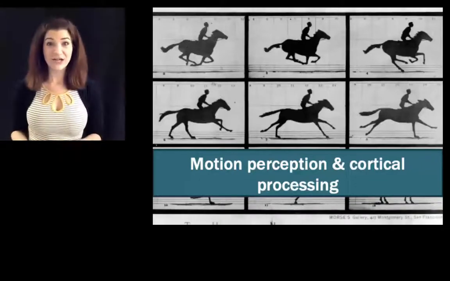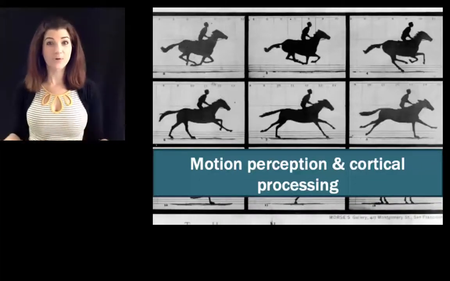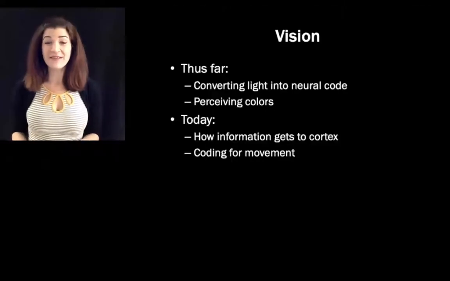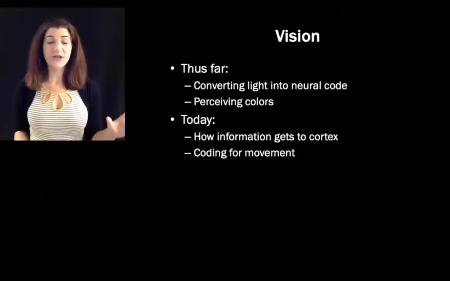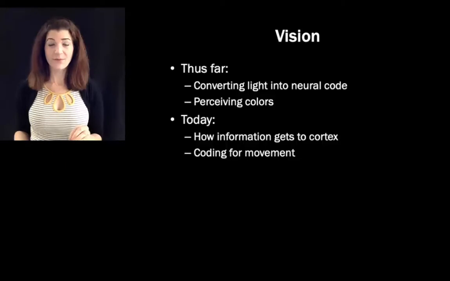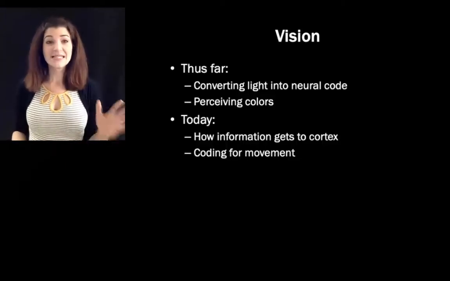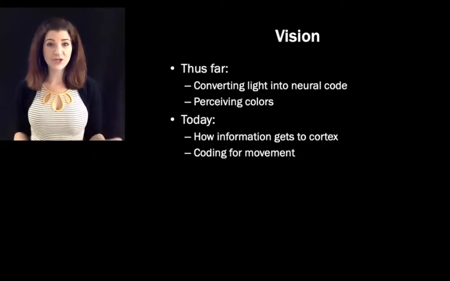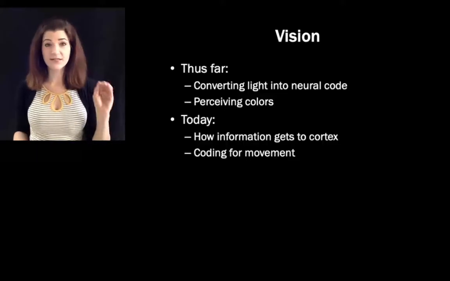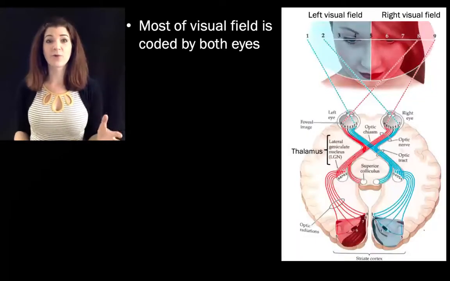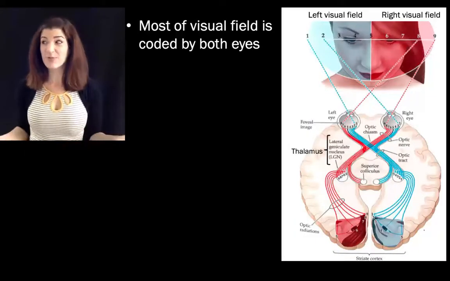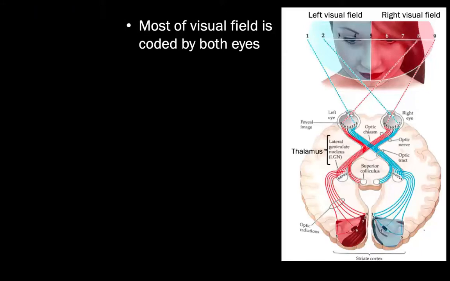Move over stationary vision. Today we're talking about motion. So thus far in the vision unit, we have talked about how we convert light into neural code, and we talked about how we perceive colors. Today we're going to be talking about how information gets from the retinal ganglion cells up to cortex and how we code for motion. So you might say we're really moving on up.